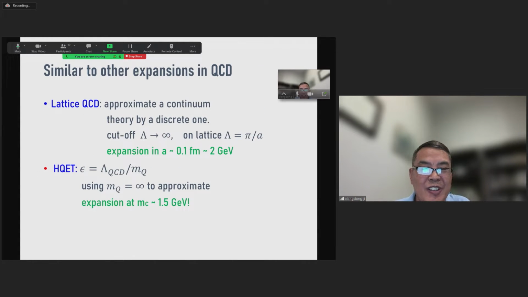And we do this all the time because in lattice, we know the UV cutoff is equal to infinity, but we're going to expand in the lattice spacing a, if it's 0.1 Fermi, and we're expanding around it. We're using 2 GeV to approximate the UV cutoff equal to infinity. And the same thing happens with the HQET. We can apply some heavy quark expansion for some quarks with mass around a couple of GeV.